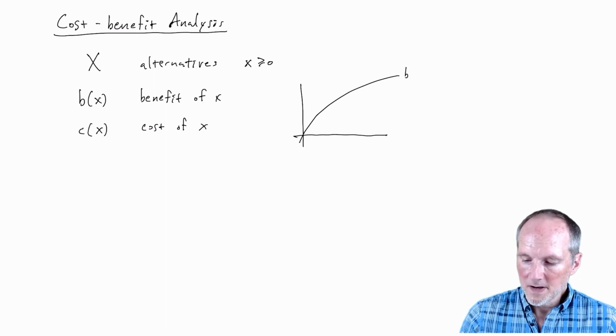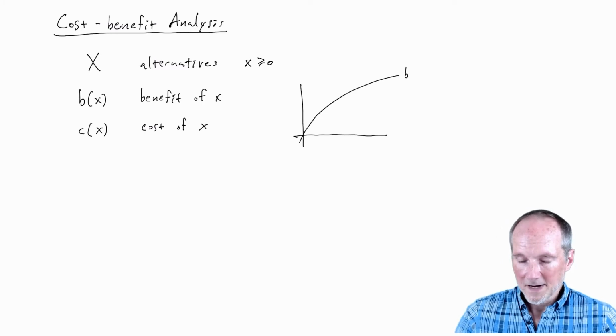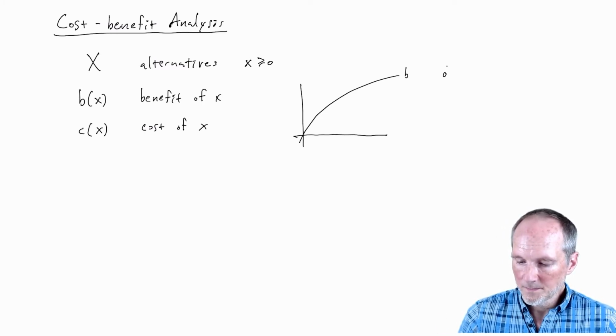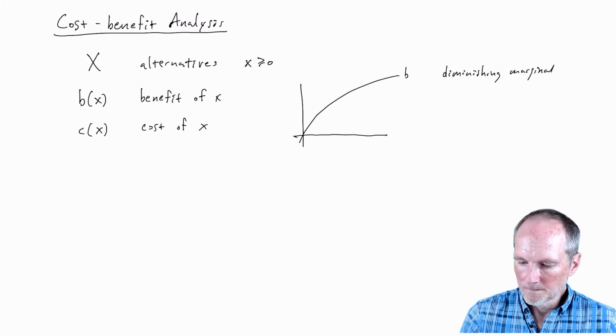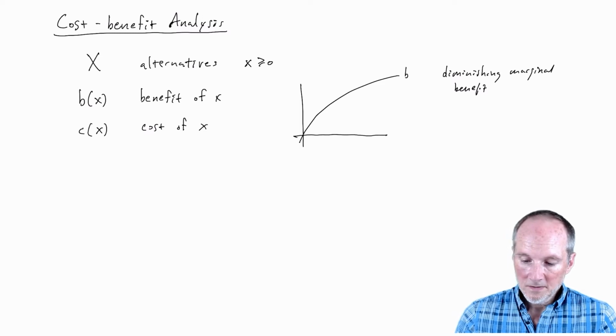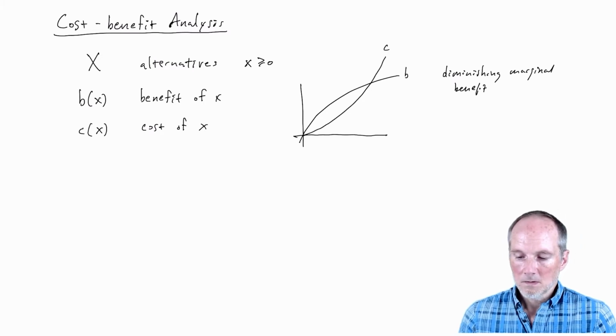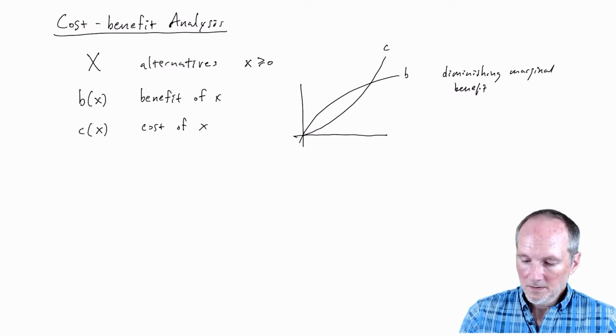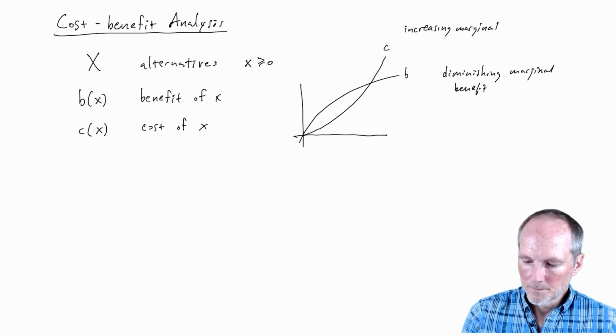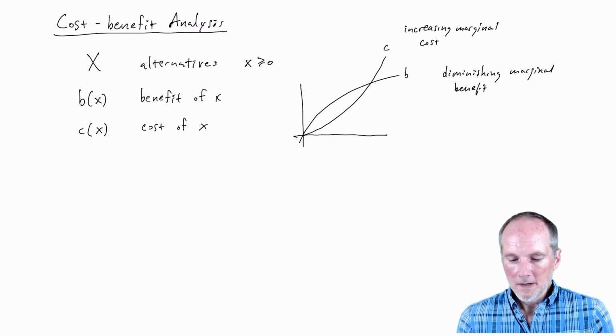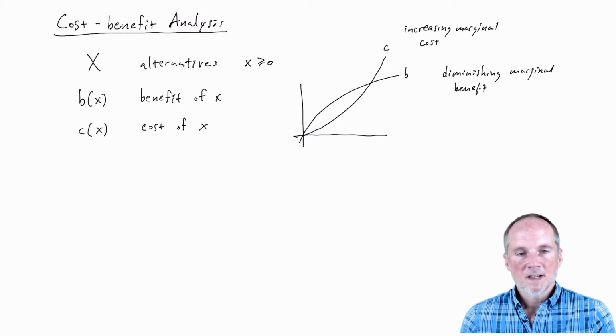So if this is our function B, that curvature assumption is the assumption of diminishing marginal benefit. The cost function typically would be assumed to be increasing again, but also shaped in a convex way. And that assumption is called increasing marginal cost. That's kind of what the typical setup of the model looks like.